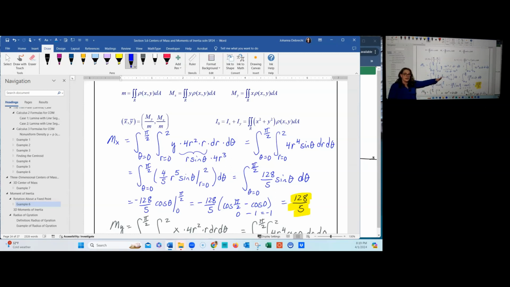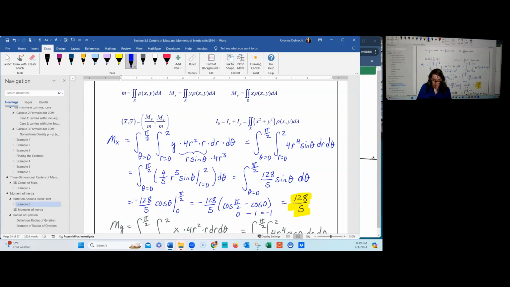So the integral of sine is negative cosine. And then when we evaluate from 0 to pi over 2, cosine of pi over 2 is 0. Cosine of 0 is 1. So I get 0 minus 1, or negative 1. But multiplied by the negative gives me a positive 128/5. So to find the y coordinate, I'm going to take that 128/5, and I'm going to divide by the 8 pi that I got for the mass.